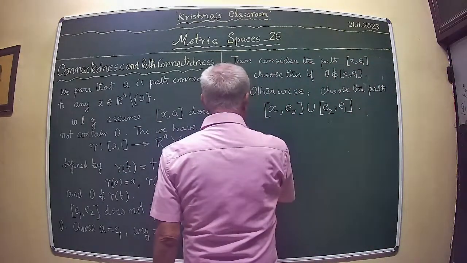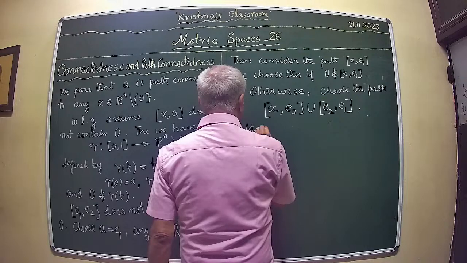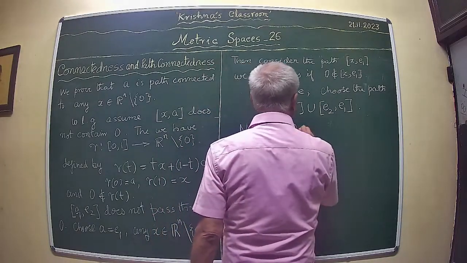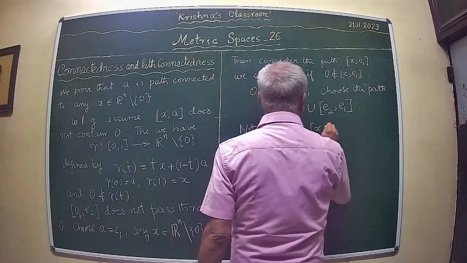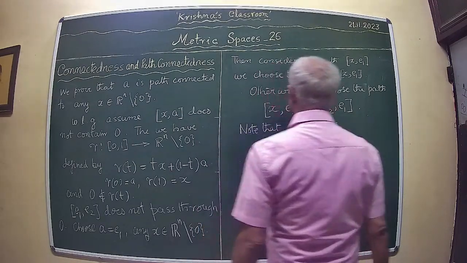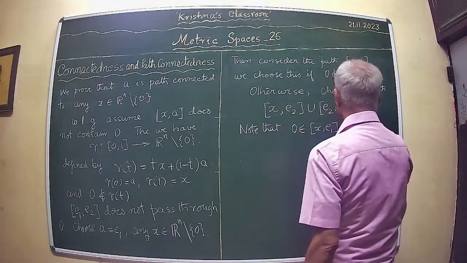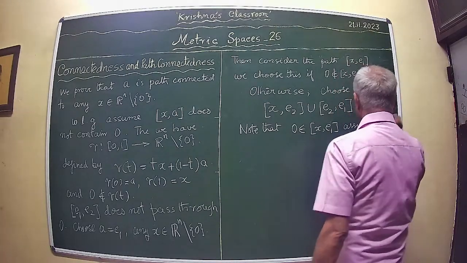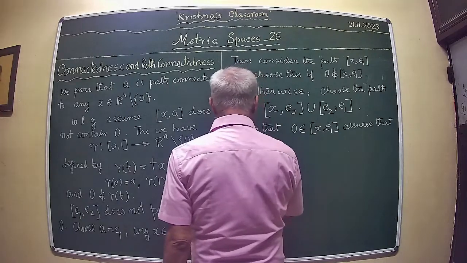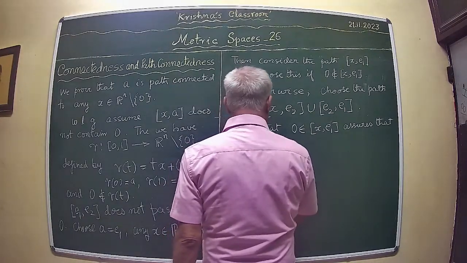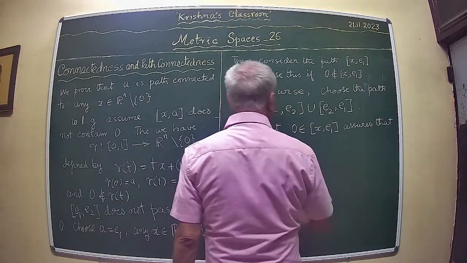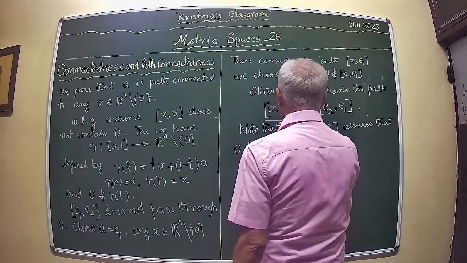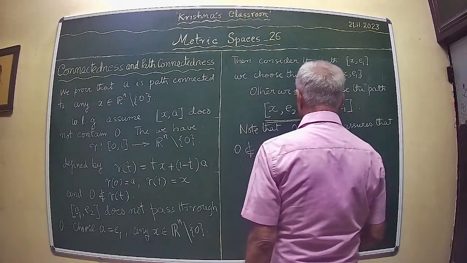And note that 0 belongs to X E1 assures that 0 does not belong to X E2. Therefore this particular path is well defined.